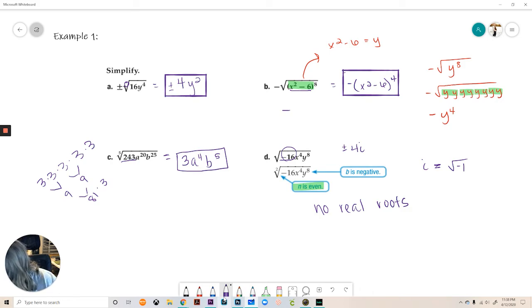And then if I were to find the square root of the other 2 things, the square root of x to the 4th is x squared. The square root of y to the 8th is y to the 4th. So your roots are 4i x squared y to the fourth, and negative 4i x squared y to the fourth. But it is important to note that there are no real roots here because n is even.